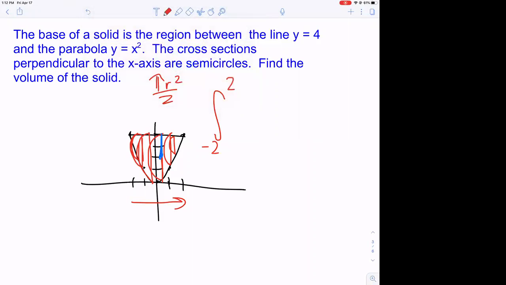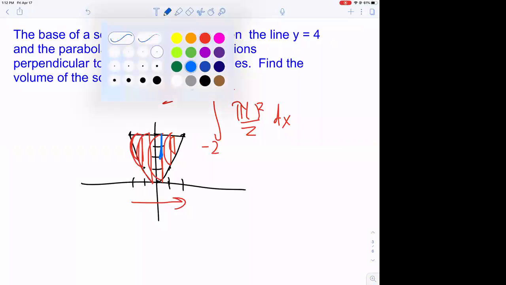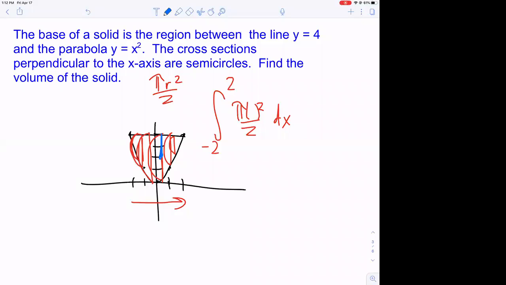And then we decided that the formula is pi r squared over 2. We got to figure out what that radius is, right? Because we need the radius to be something in terms of x. Well, this is pretty tough. How would we find the diameter, maybe? That's the distance between the two. Well, that's just going to be 4 minus x squared, right? Because that is the distance between the top line and the parabola, right? But if we only want half of that, then we obviously just have to cut that in half.